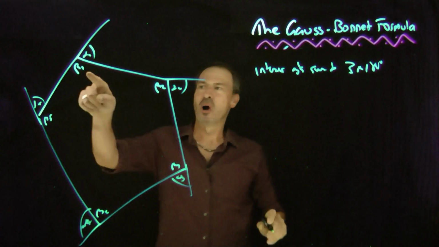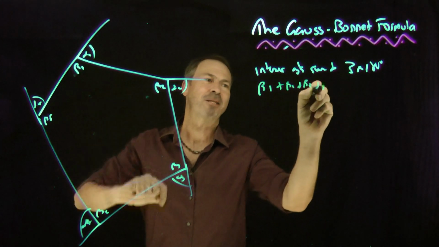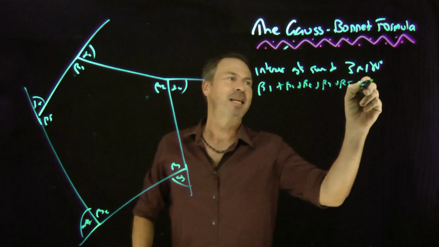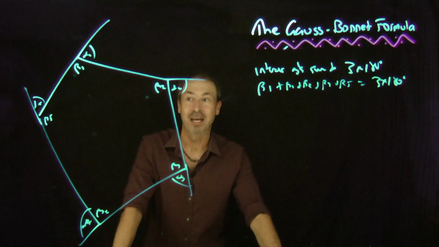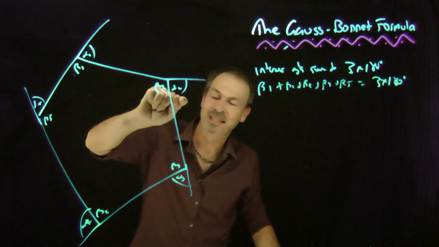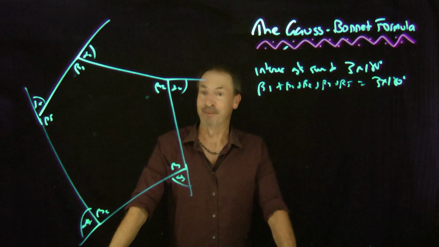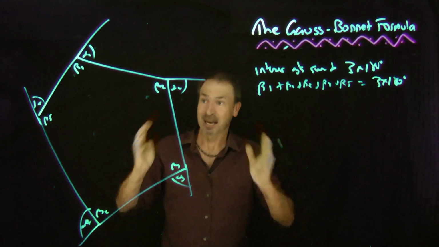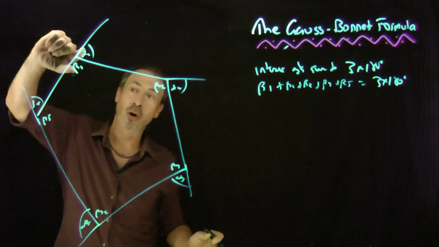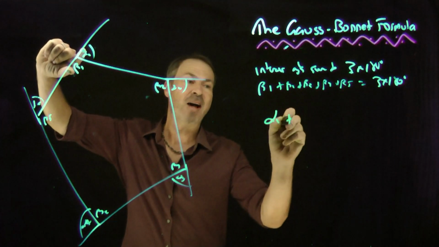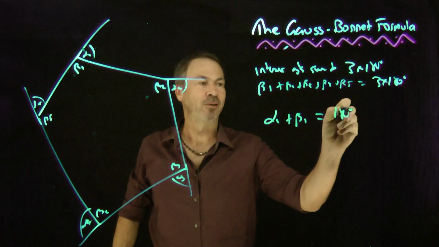Great. So we know that the sum of the betas, beta 1 plus beta 2 plus beta 3 plus beta 4 plus beta 5, is 3 times 180 degrees. Grand. But we want to know about the sum of the exterior angles, alpha 1 plus alpha 2 plus alpha 3 plus alpha 4 plus alpha 5. Okay, here goes. I can prove it's 360 as follows. First of all, note that alpha 1 plus beta 1 is actually on a straight line. So that must be 180 degrees.